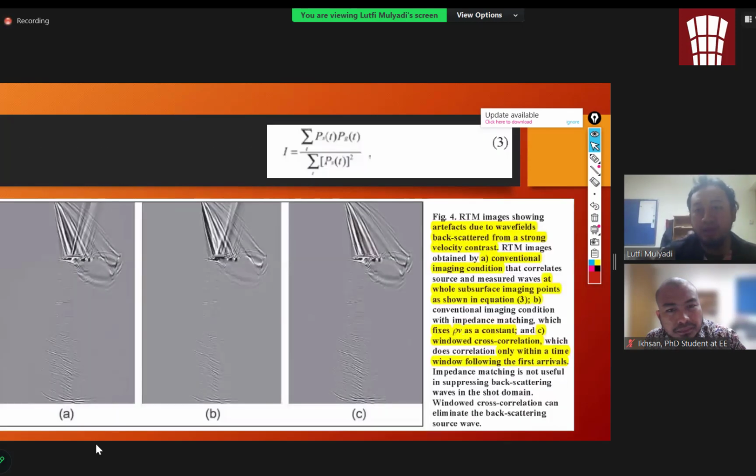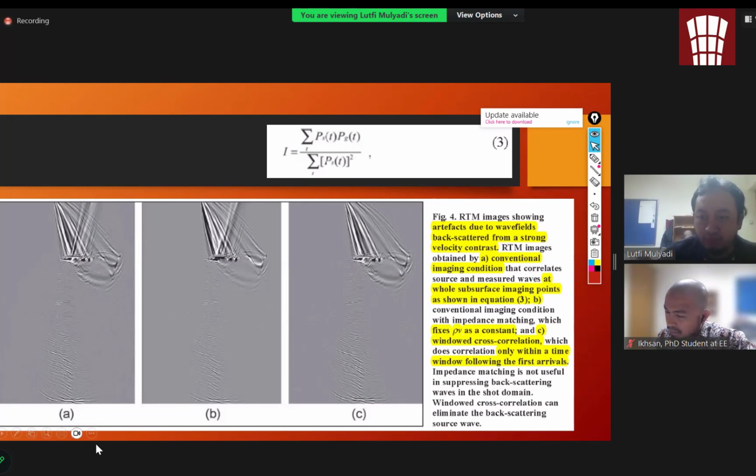What happened here is that this RTM image also shows artifacts due to the wave field backscattered from the strong velocity contrast. You can see the salt here, the salt boundary. So the wave is backscattered because of the high velocity difference across this boundary. In figure B, we have subsurface imaging points with an imaging condition with impedance matching, which means we fix the acoustic impedance, the multiplication of density and velocity, as a constant. So we can see the difference.